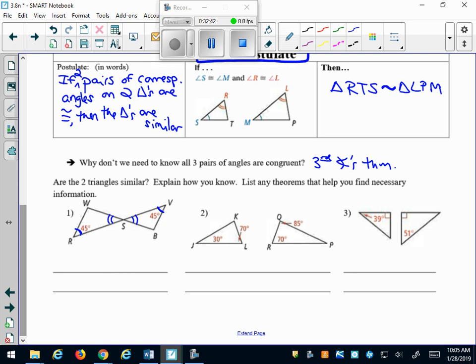So, are these two triangles similar? By what postulate? Good. Yes. By AA, and you have to write the little squiggle. AA similarity postulate. It says list any theorems that help you, so let's say vertical angles theorem we used.